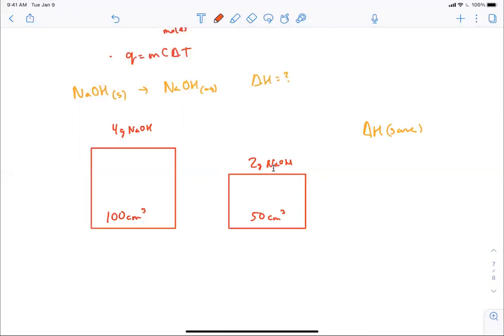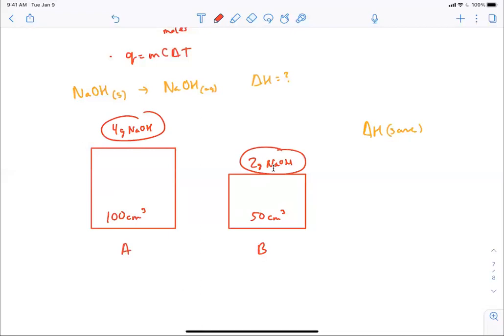What else is going to be the same here? What else might be the same in this scenario? This is kind of tricky, I'm not going to lie, but this is a very IB type of question. So you have to think about it: if I know my delta H is the same, then I can figure out what my Q would be for each of these scenarios. We'll call this trial A, and we'll call this trial B.